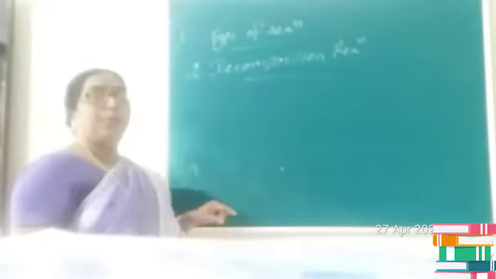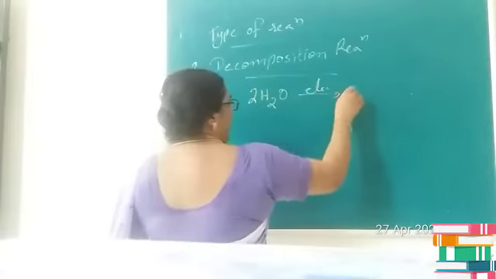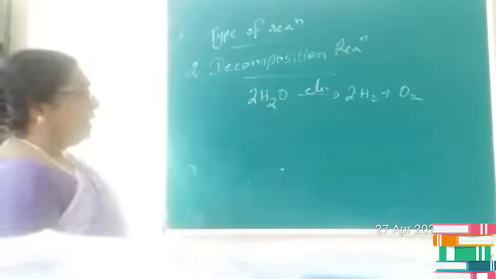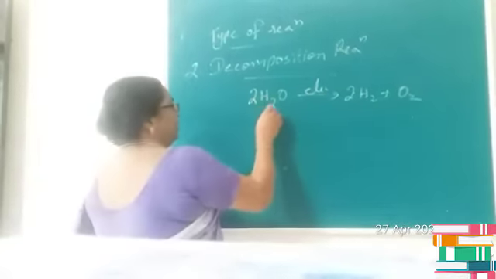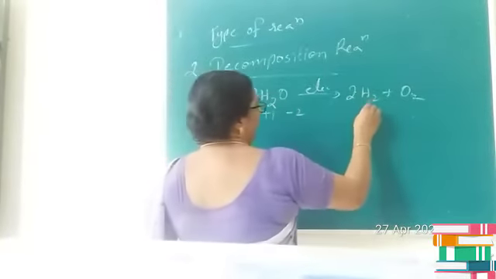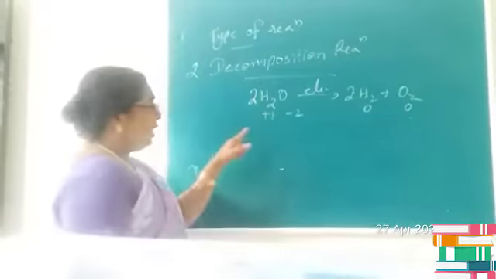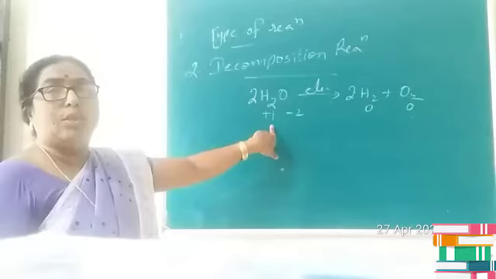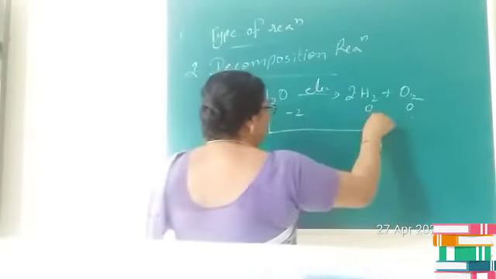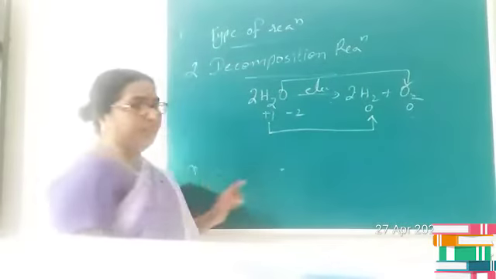Let us explain it with the help of an example. Consider the electrolysis of water. Water undergoes electrolysis and produces hydrogen and oxygen. The oxidation state of hydrogen in water is plus 1 and oxygen is minus 2. Here the oxidation state of hydrogen is 0 and oxygen is 0. Okay, children, now listen here. We can see that the oxidation number of hydrogen decreases from plus 1 to 0, and that of oxygen increases from minus 2 to 0.